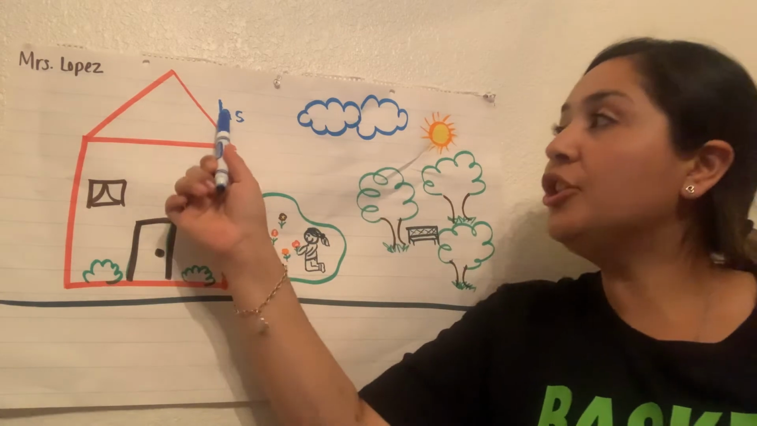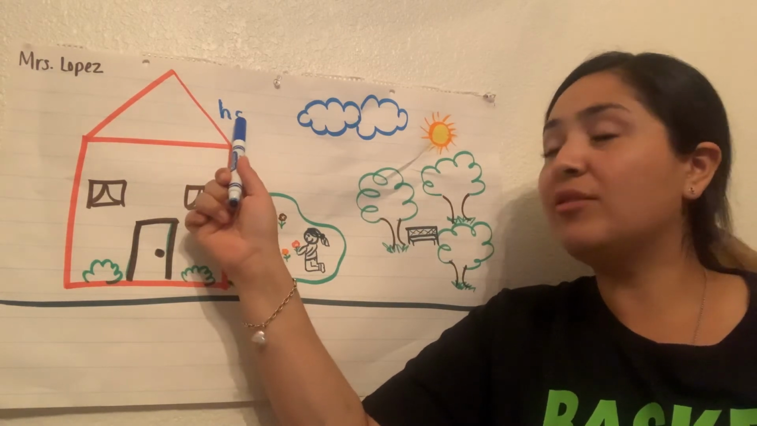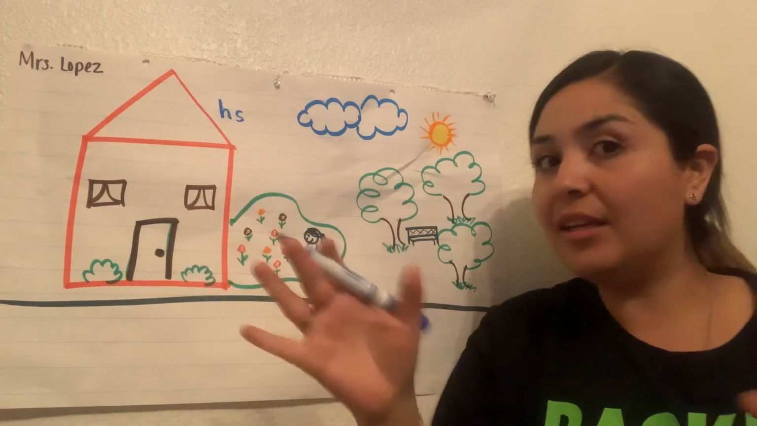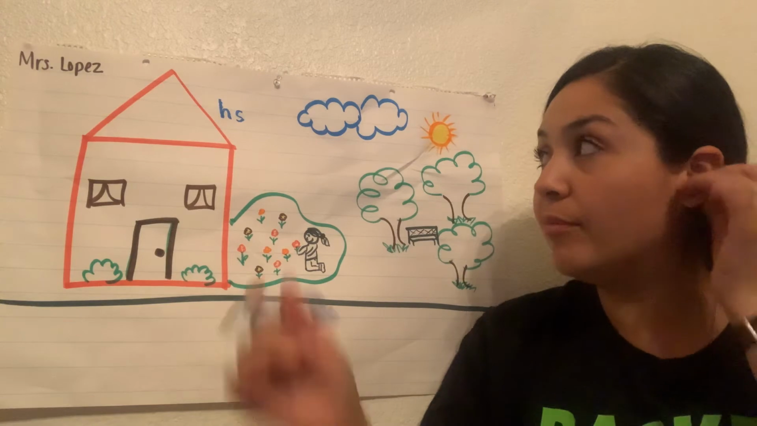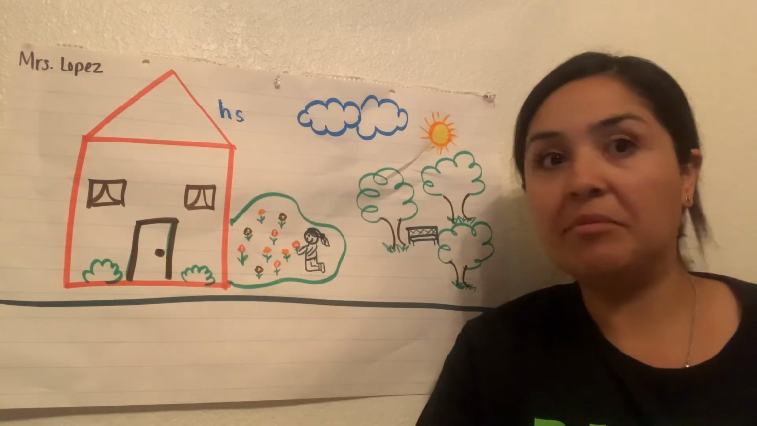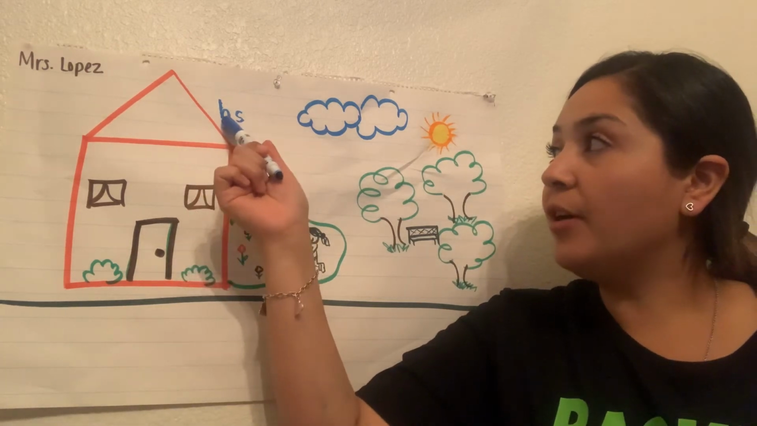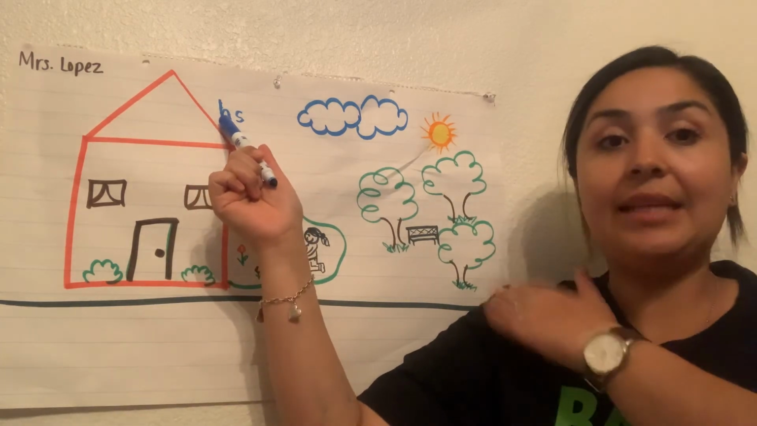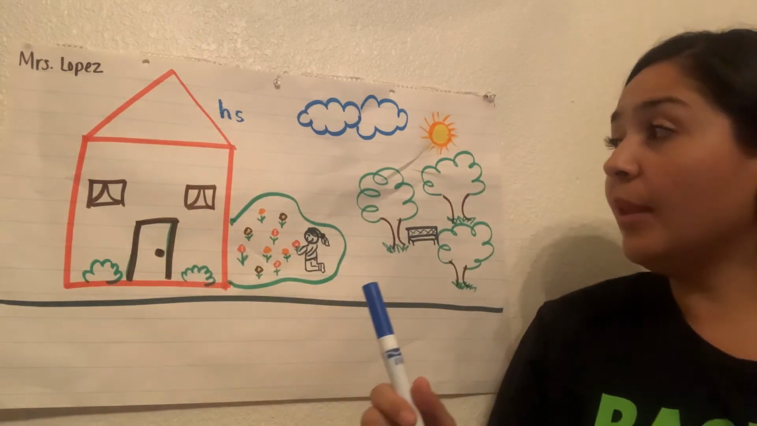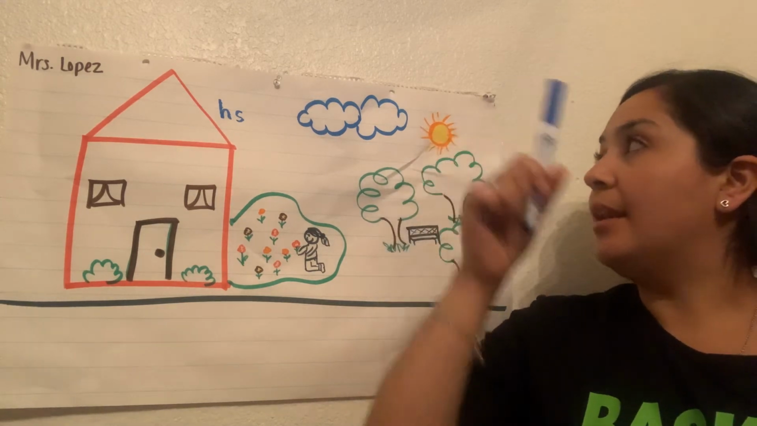You see, I made sure that the H goes in front and the S goes at the end, because if I flip the letters, then it's not gonna sound like house. I'm not gonna be able to share to my parents, hey, this is a house. Okay, so make sure that your first letter is the beginning sound and the last letter is your ending sound. Okay. All right, I'm going to go ahead and I'm going to label sun, okay?